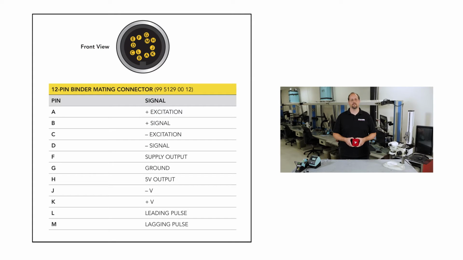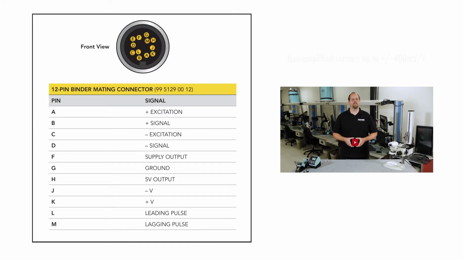Following the wiring code on the spec sheets, pin A, plus excitation, and C, minus excitation, are used as power connections for non-amplified bridge sensors. The USB device will supply 4.6 volts DC as the excitation or power to the sensor on these pins. Pins B, plus signal, and D, minus signal, are used to connect the output of a non-amplified sensor to the USB device, which can accept a signal up to plus or minus 400 millivolts per volt.